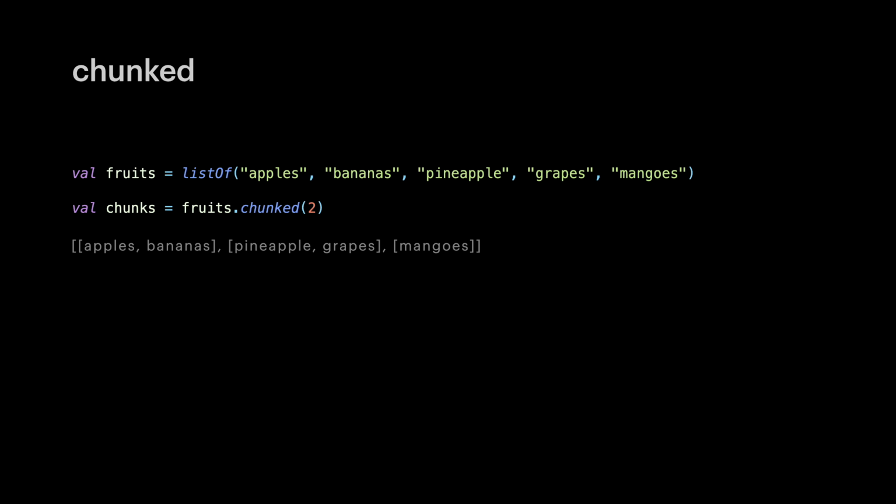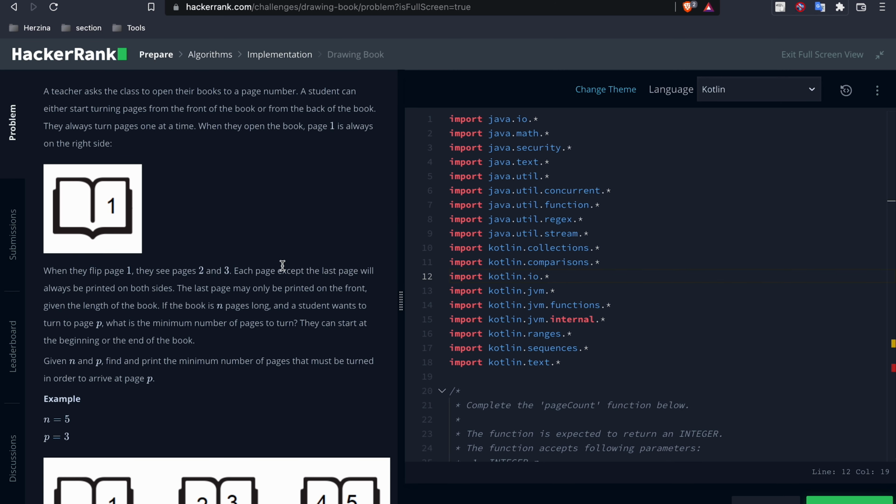A practical use of this will be a paging library where you can chunk an entire list of items based on a page size. The last items will still be available even if they are less than the specified page size. A problem that can be solved using the chunked function is the drawing book problem on HackerRank. So basically, we are supposed to find the minimum number of turns that someone has to make on a book to reach a certain page.